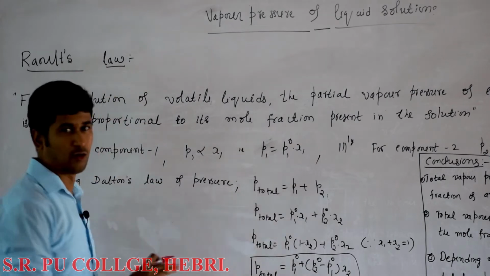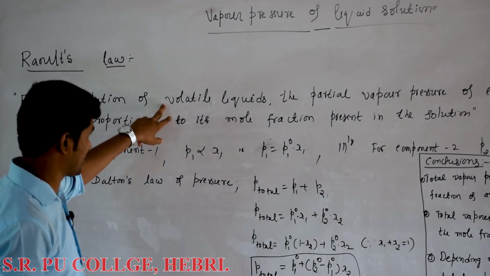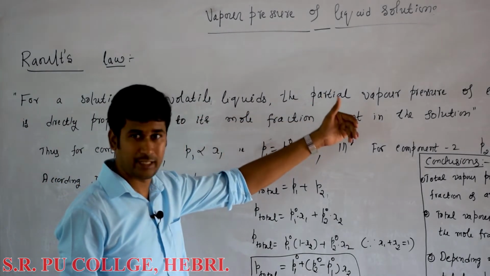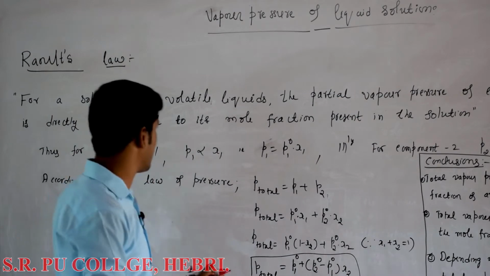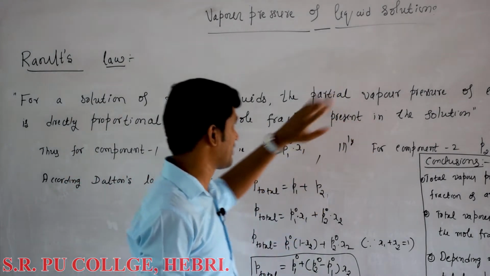Now let us see what is Raoult's law. According to Raoult, for a solution of volatile liquids, the partial vapor pressure of each component of the solution is directly proportional to its mole fraction present in the solution. Okay, this is the definition.